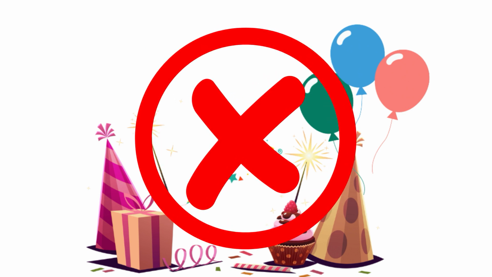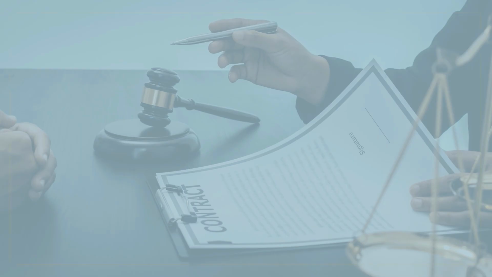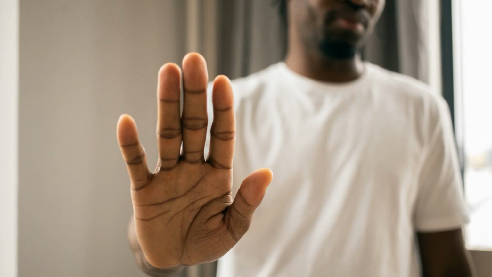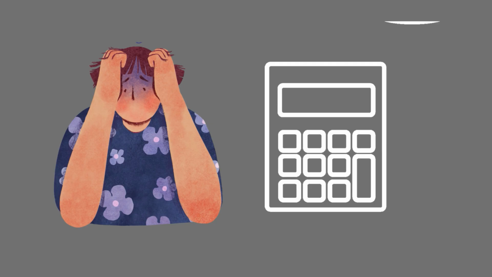So, the other party has performed their contractual obligation. They have prepared the food for 500 people and they are ready to supply it to my home. When they are ready to supply it to my home, I cannot ask them to supply. So, what do I have to do? I have not performed my contractual obligation. I told him not to bring it to my home, but due to my rejection, he is suffering a loss. So, he has a right to reject my contract and claim for damages.